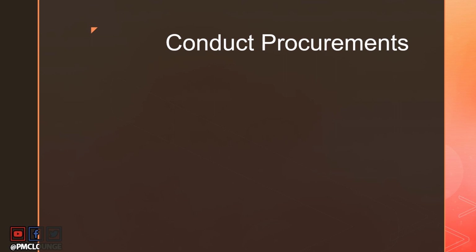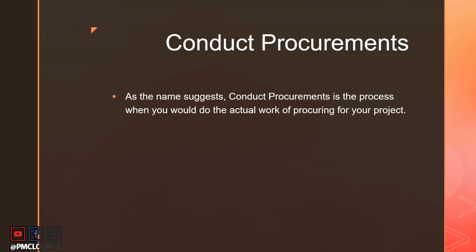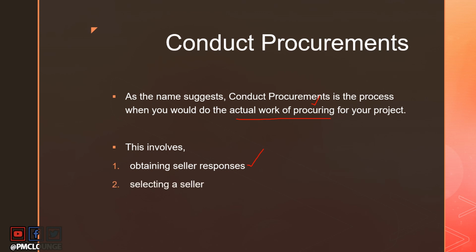Now, what exactly is Conduct Procurements? What are you actually doing here? As the name suggests, this is the process where you do the actual work of procuring for your project. So this is where you're doing the procurement part. This involves three steps. Number one is obtaining seller responses, where sellers are also known as contractors. Number two is selecting a seller or a contractor. And number three is awarding the contract.